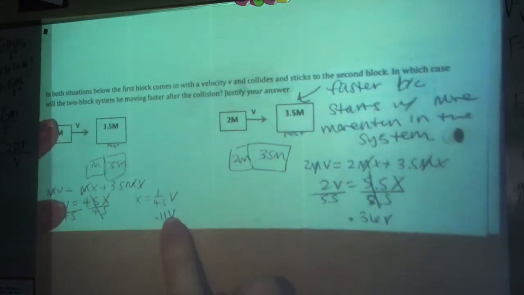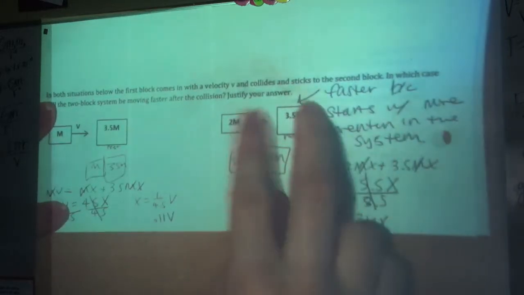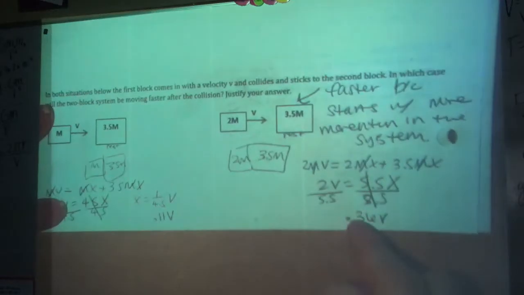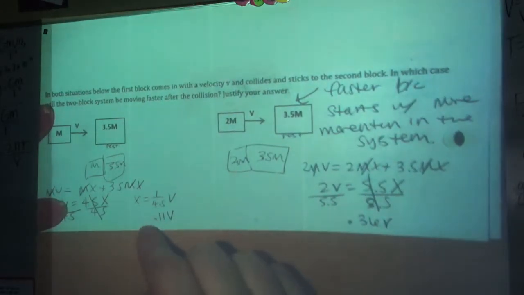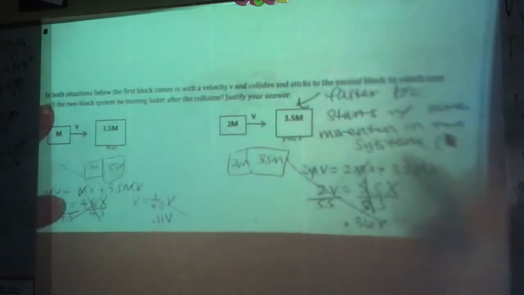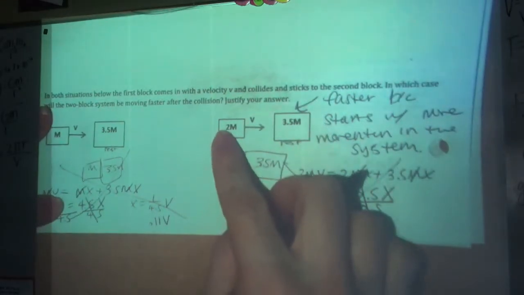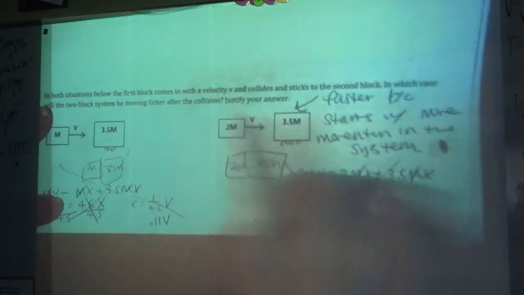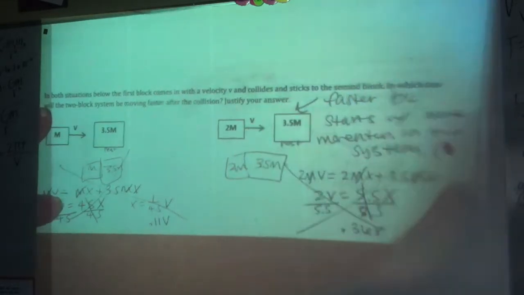So this is going to be faster than this one. Obviously it is slower than the incoming velocity because it just picked up more mass, so it's sharing its momentum over more and has less velocity. But this one has a greater velocity than in this situation. But you don't have to do this. You could just say this one is coming in with more total momentum at first, so the whole system will go faster when they stick together.